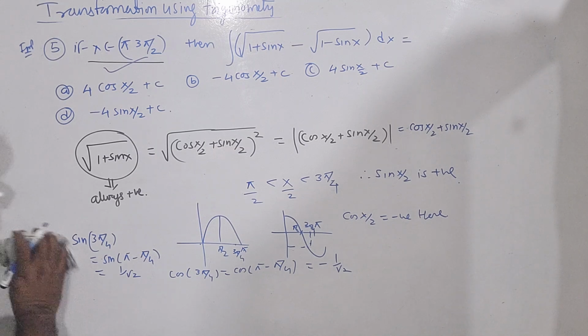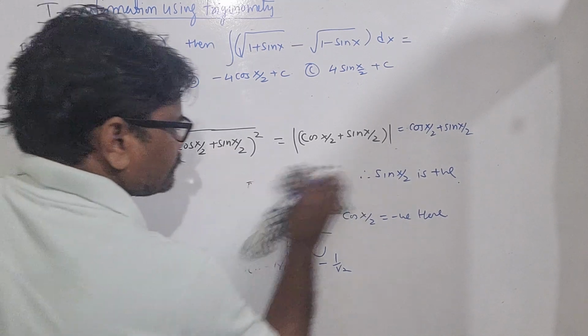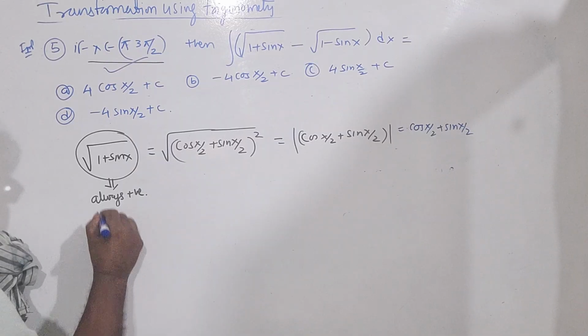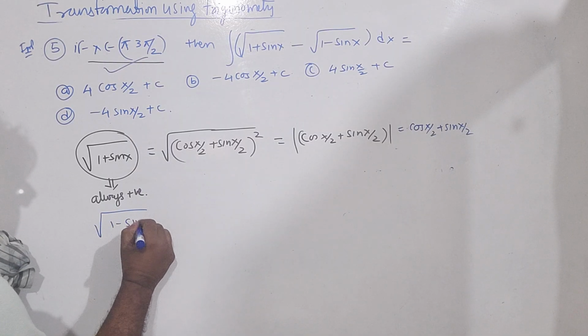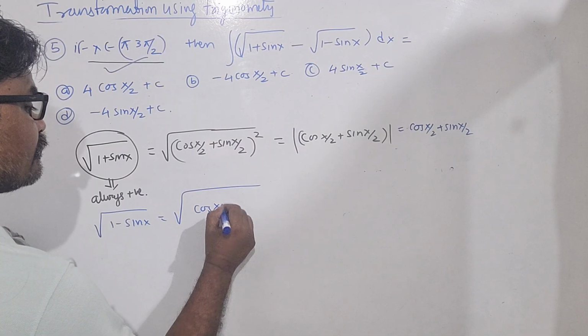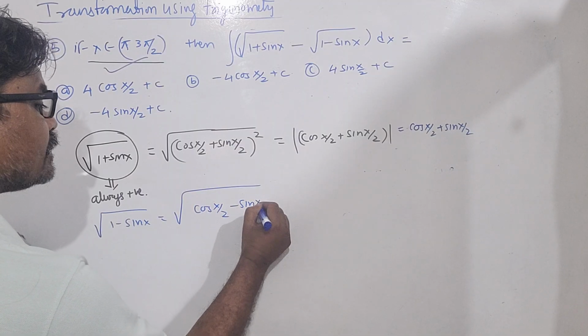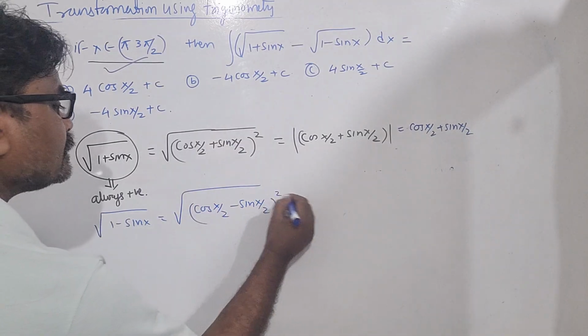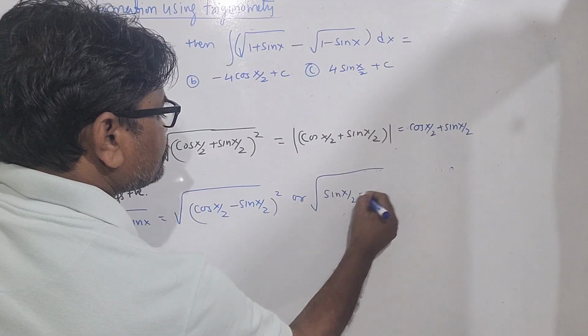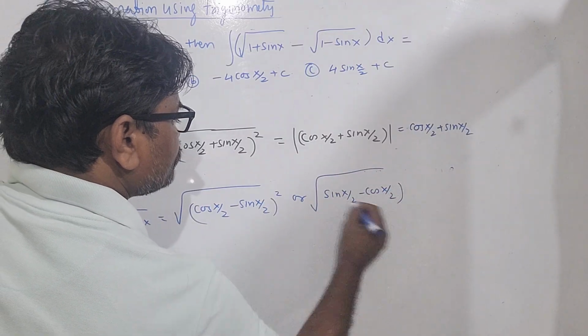Now coming to the next one. The next one is very important, and what is that? Square root of 1 minus sin x. I can write it as square root of (cos x by 2 minus sin x by 2) square, or square root of (sin x by 2 minus cos x by 2) square.